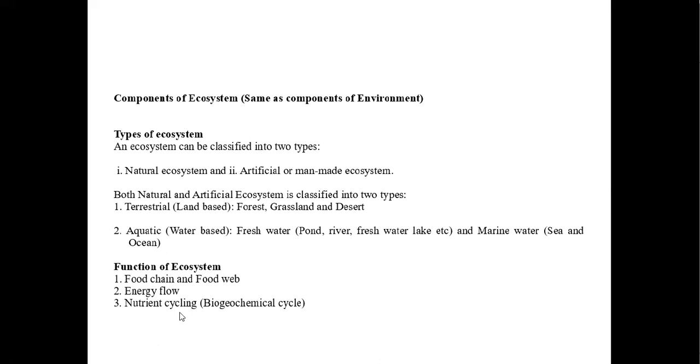The nutrient cycling is otherwise known as biogeochemical cycle. What is biogeochemical cycle? You can see here three terms are there: one is your bio, one is geo, another one is chemical. Here chemical means nutrient, geo is your earth, and bio is your living. So recycling of nutrient in this earth by living organisms is known as biogeochemical cycle.